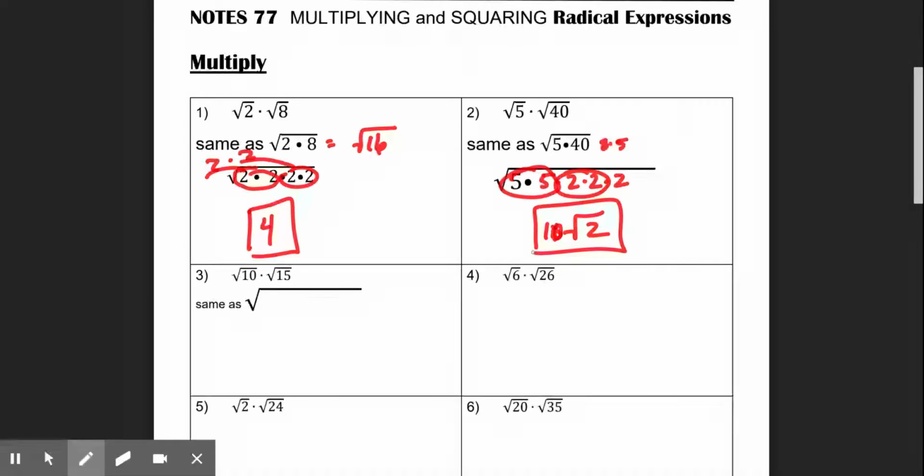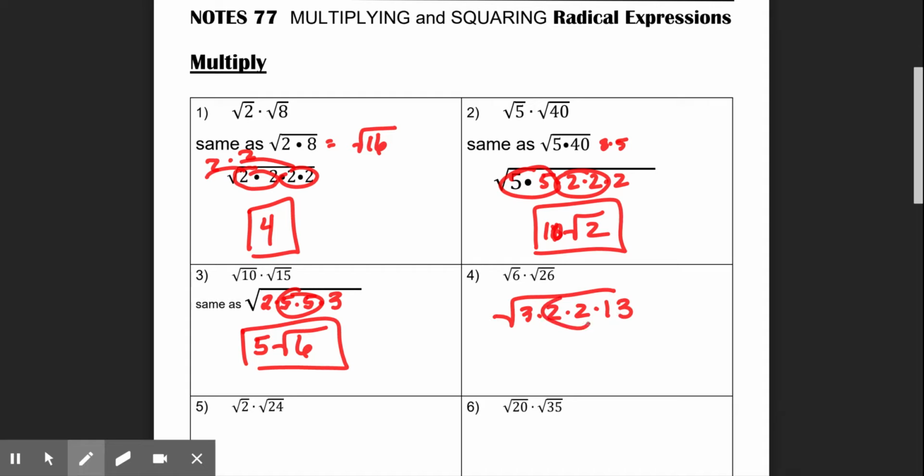Number 3, the square root of 10 times the square root of 15. So I'm going to break 10 down into 2 and 5. And I'm going to break 15 down into 5 and 3. So here's my pair. So you have 5 square roots of 6. Number 4. Square root of 6 times the square root of 26. So 6 is going to be 3 times 2. And 26 will be 2 times 13. So there's my pair of 2's. So I have 2 square roots of 39.